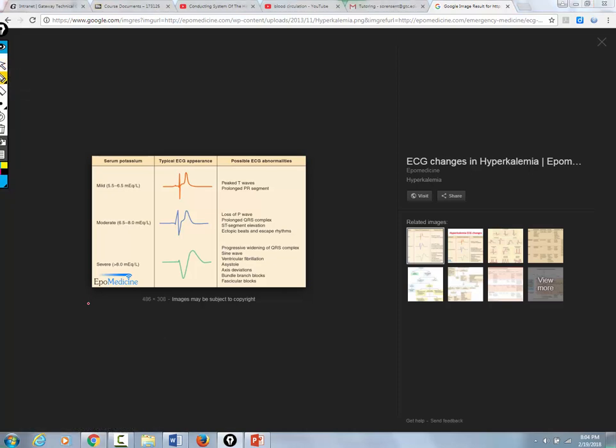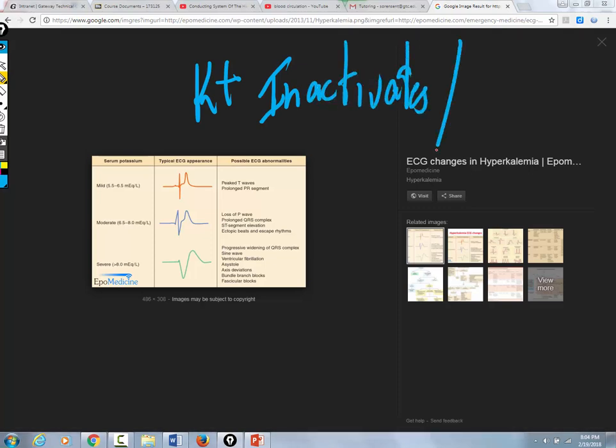Ready? If you write that potassium inactivates, blocks sodium leak and voltage gated channels, I'll give you extra credit.